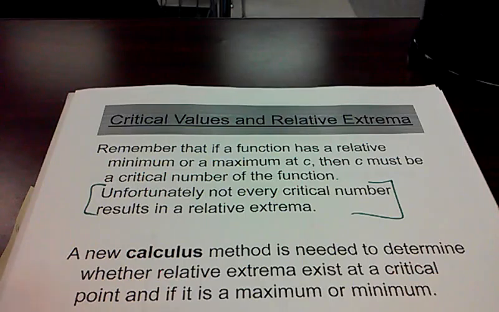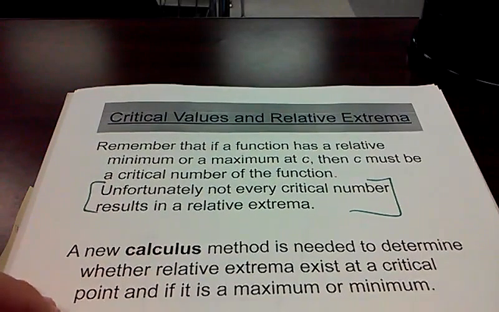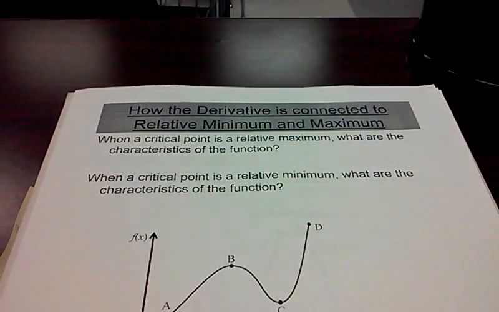So now I'm going to teach you not only how to get a critical point, but how do we use those critical numbers to determine if it's a relative max or a relative min. Now, just because it's a critical number doesn't mean it's going to be a max or a min. So there has to be a rule to tell when it's a max or a min, and that's what we're going to go over. Okay, how's the derivative connected to relative maxes and mins?